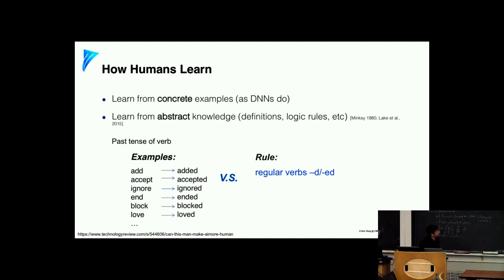So here is an example. How do we learn the passive tense of verbs? We learn this not only by memorizing examples like add, added, and accept, accepted. Instead, we have this very simple but effective rule: by adding D or ED to a regular verb, we can get its passive tense. So this rule is pretty simple, but it is very effective to explain or define this linguistic phenomenon. So this is a motivating example. Can we incorporate such rules into neural networks to improve their learning and their generalization ability?